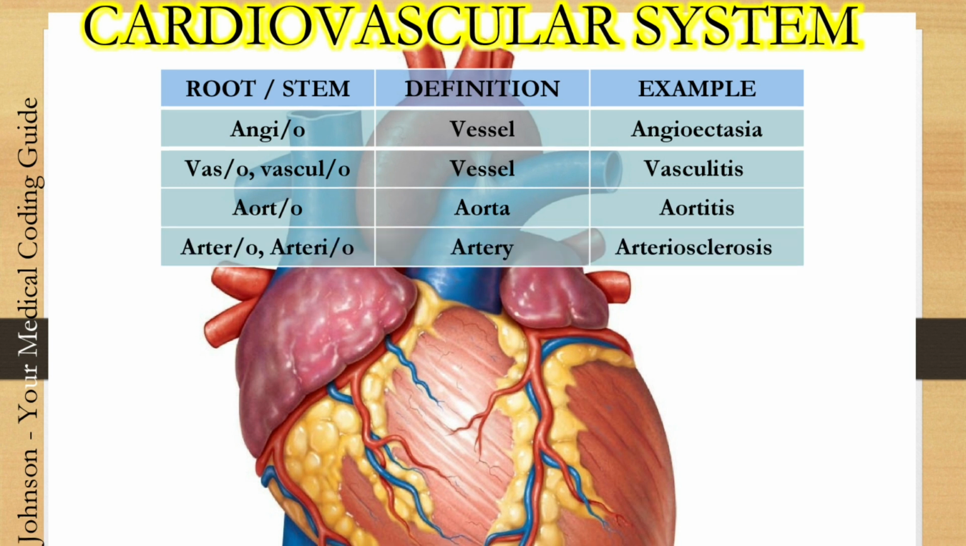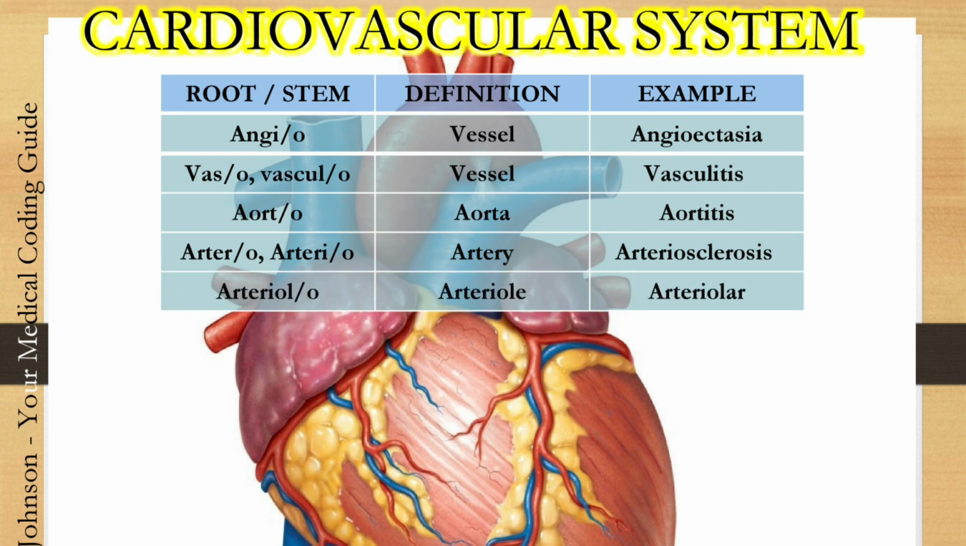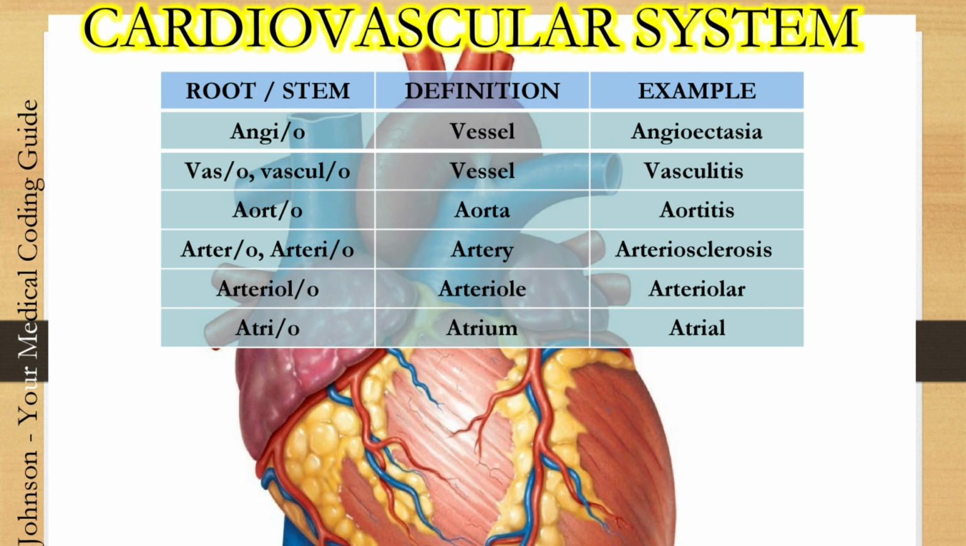The next one is artero or arterio, which means artery. Arteriosclerosis. Arteriosclerosis means hardening or thickening of the arteries. The next one is arteriolo. Arteriolo means arterioles. Example, arteriolar. It means pertaining to the arterioles. The next one is atrio. Atrio means atrium. Example, atrial. Atrial means pertaining to the atrium.